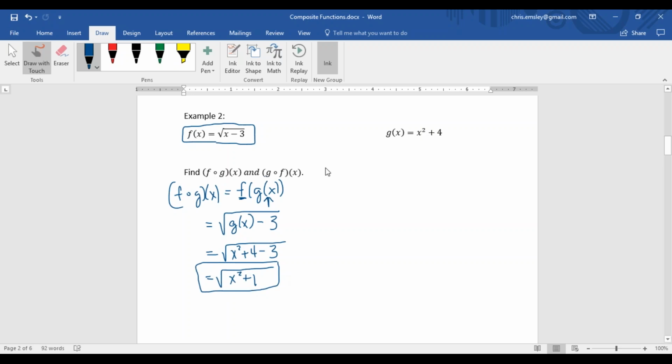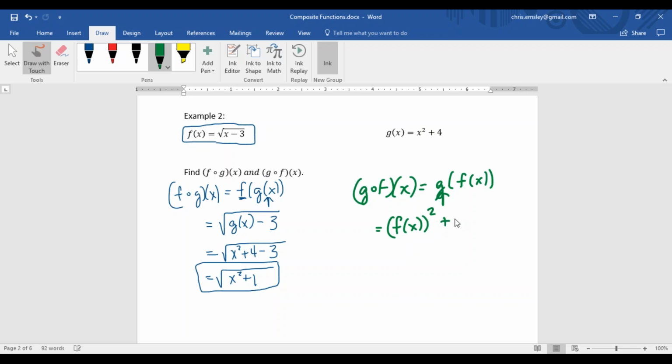Okay, we can also take it in the opposite direction and do g of f. This pen's a little thicker, sorry. G of f of x. Okay, so now g is on the outside and f is our input. Okay, so start and find out what function g is. G is x squared plus 4, but instead of our x, we're going to have f of x. That's our input.